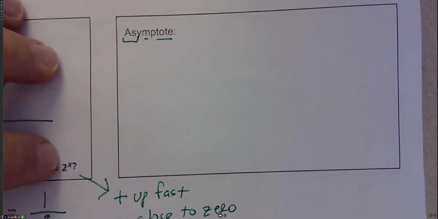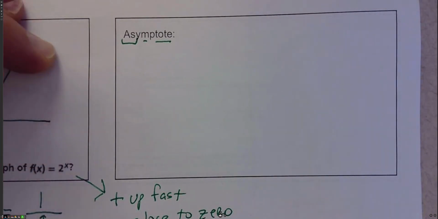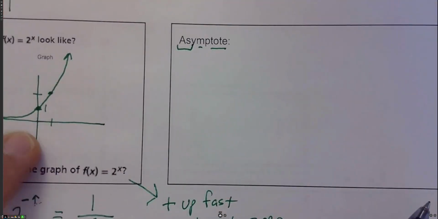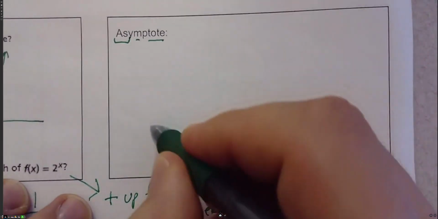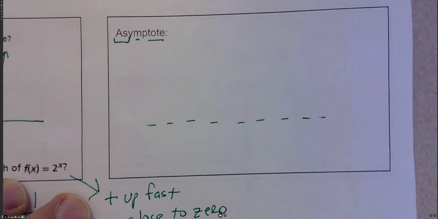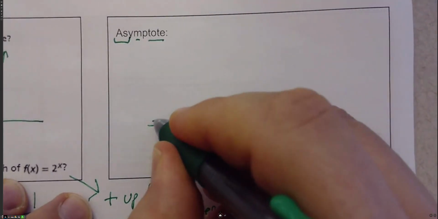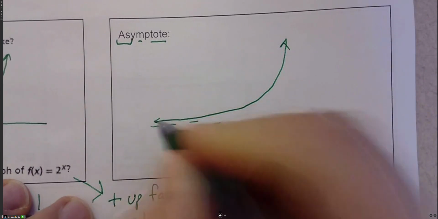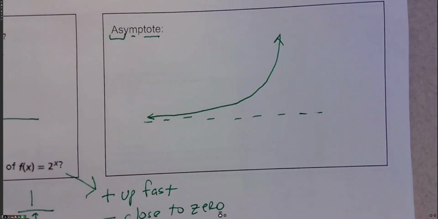What is an asymptote? We had an asymptote over here. It is the dotted line that we don't touch. So in that last graph, we get super close to it. It's our brother that we're not allowed to touch, but we get as close as we possibly can. That's what the asymptote is.